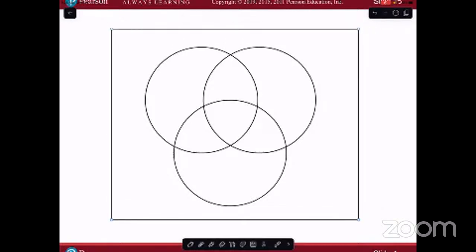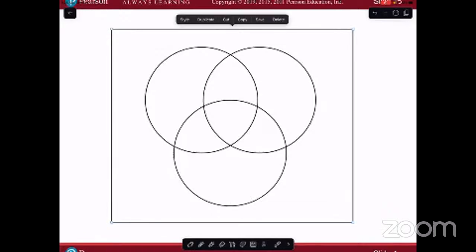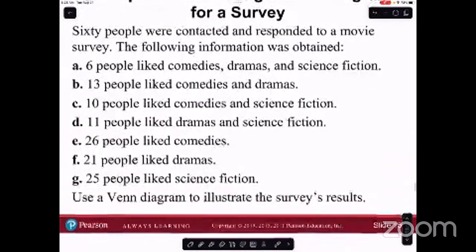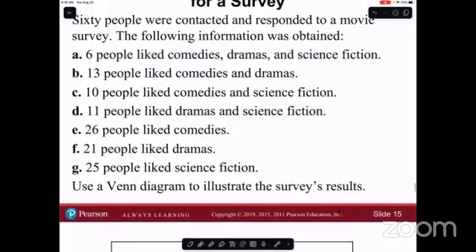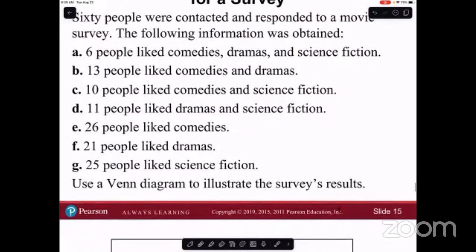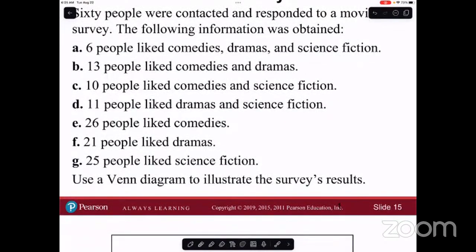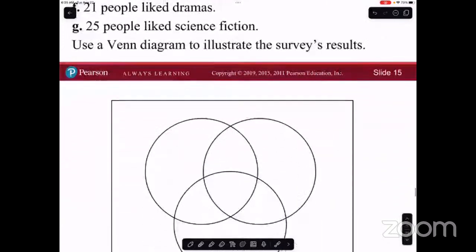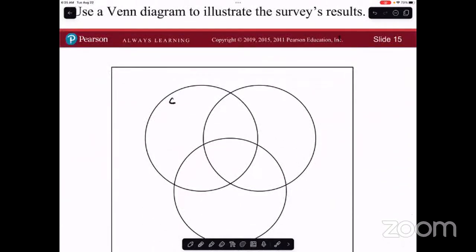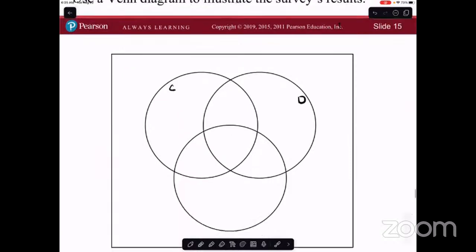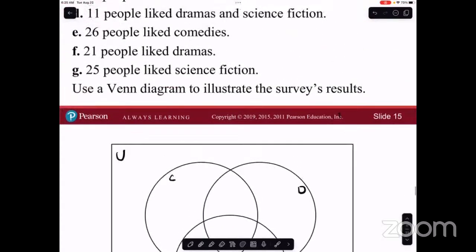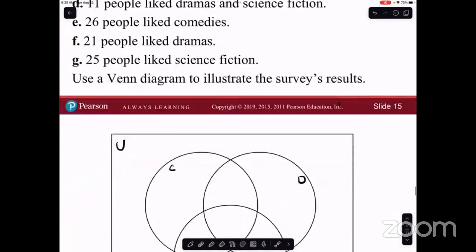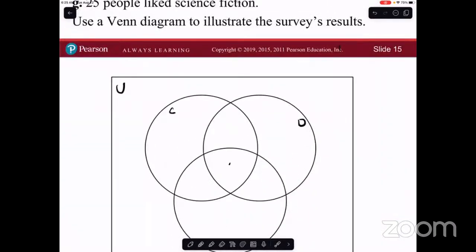Okay. So now let's see what our categories are. It says 60 people were contacted and responded to a movie survey as follows. Okay, here it is. 6 people like comedies, dramas, and science fiction, right? So the 3 categories are comedies, dramas, and science fiction, and we have our universal set. It says 6 people liked all 3. So that 6 goes in this center region.